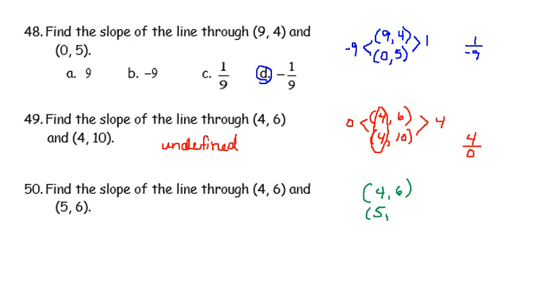All right, our last question, we have 4, 6 and 5, 6. So we subtract here, that gives us 0. That gives us 1. 0 divided by 1 equals 0. So our slope here is 0. Also remember what I said in class, if the y's repeat, your slope is 0. It's a horizontal line and your slope is 0.